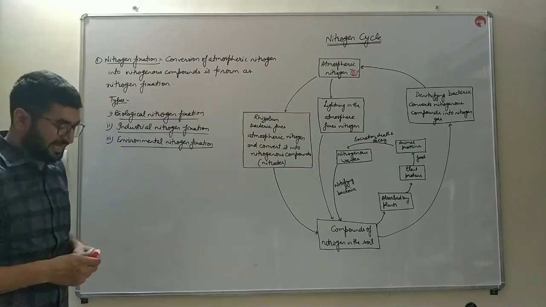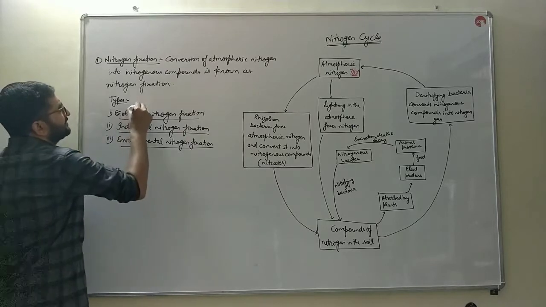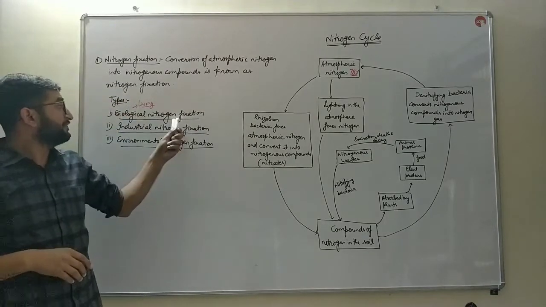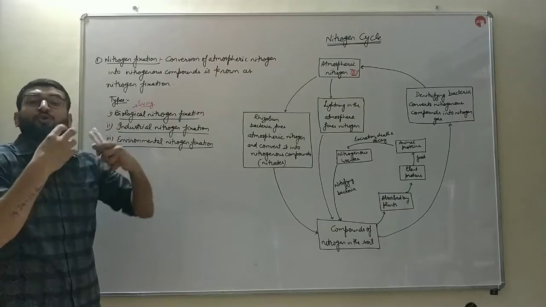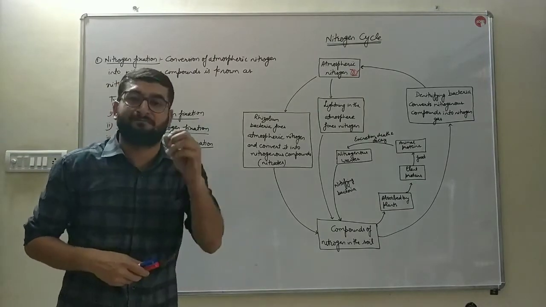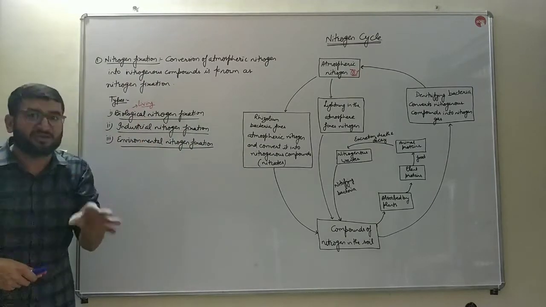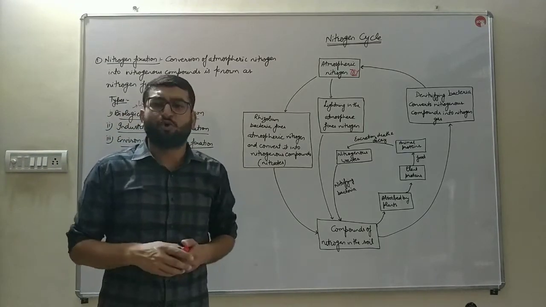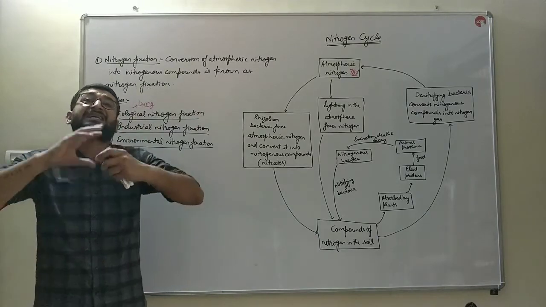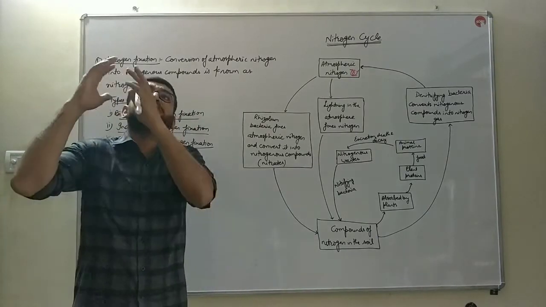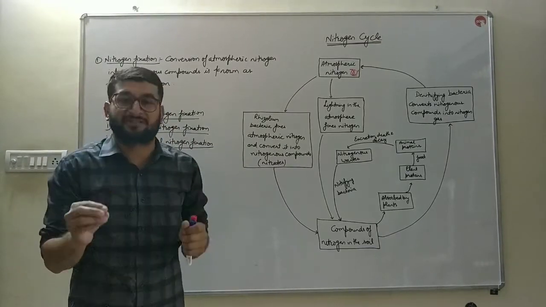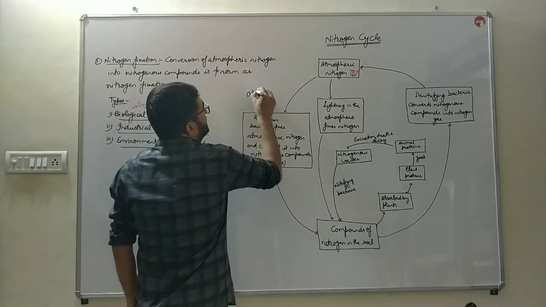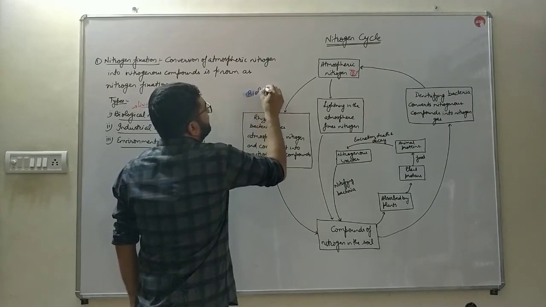First is biological nitrogen fixation. Biological means living, where a living organism or life is involved. Nitrogen fixation here means the conversion of atmospheric nitrogen into nitrates or nitrogenous compounds with the help of living organisms. Which living organism? We had discussed Rhizobium bacteria in the first chapter. Rhizobium is a bacteria which helps in the fixation of atmospheric nitrogen and its conversion into nitrates. And this is known as biological nitrogen fixation.